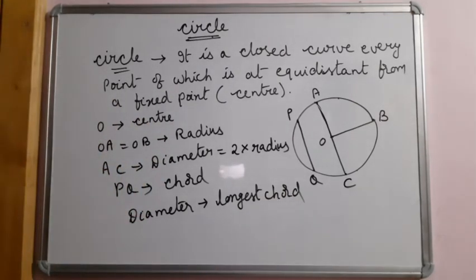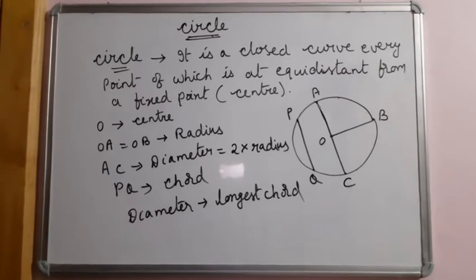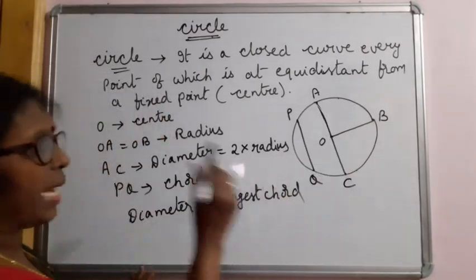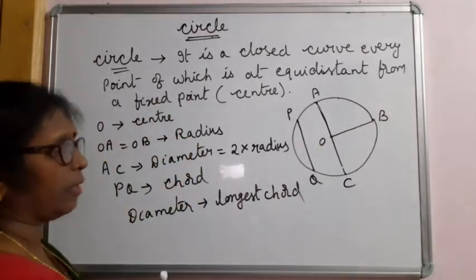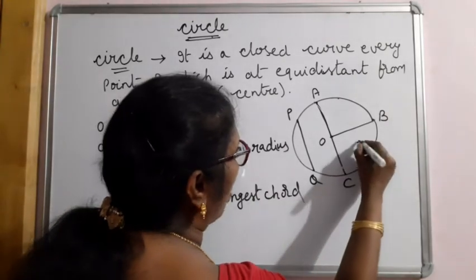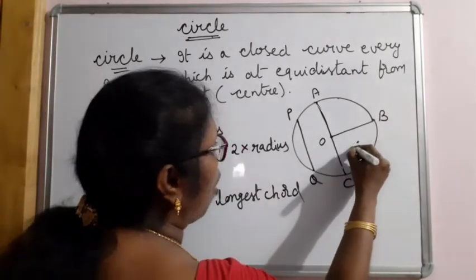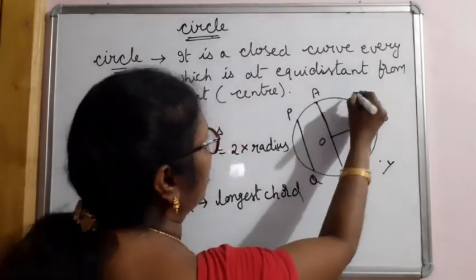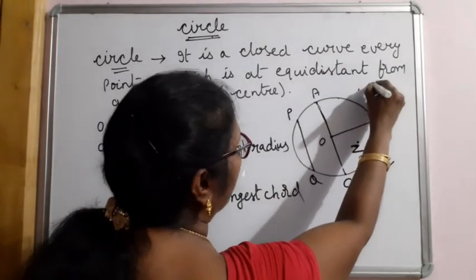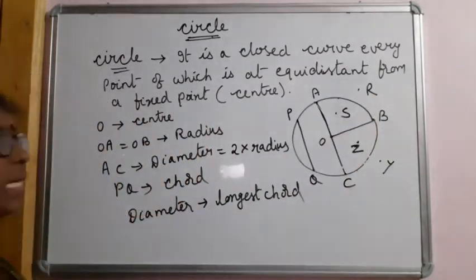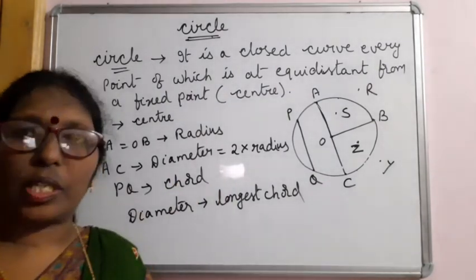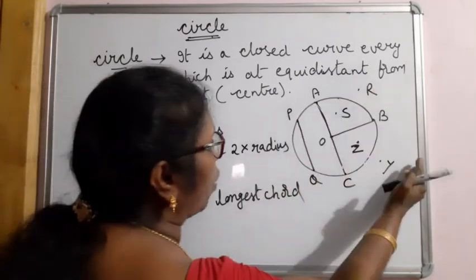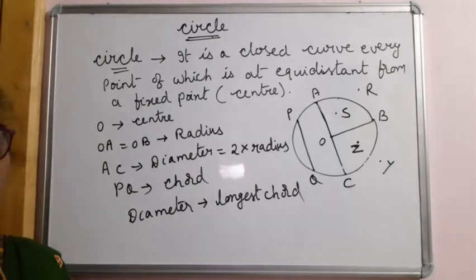Okay, then what are interior points? What are exterior points and all? Interior means which are inside. Exterior means which are outside the circle. Suppose let me take point Z. Point Z you see, that is interior. Point Y is exterior. Point R is exterior. Point S is interior. The points which lie within the circle are known as interior points. The points which lie outside the circle are known as exterior points.